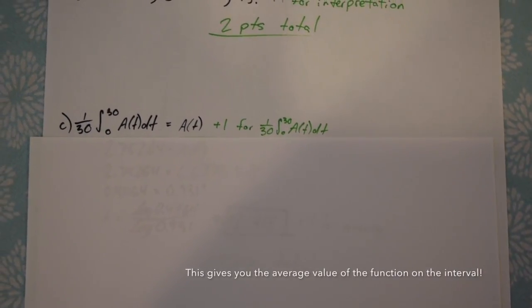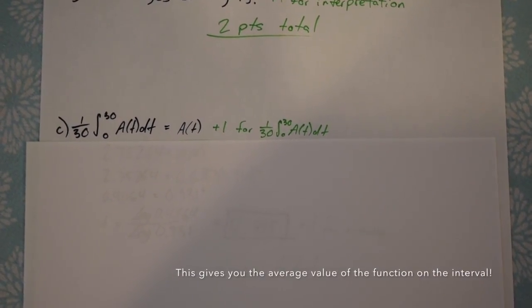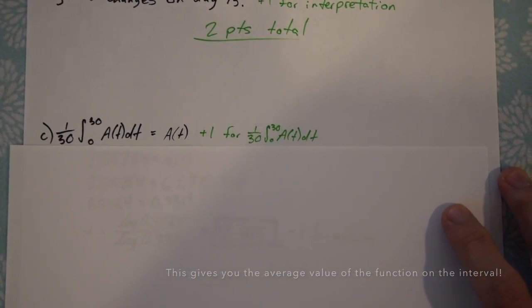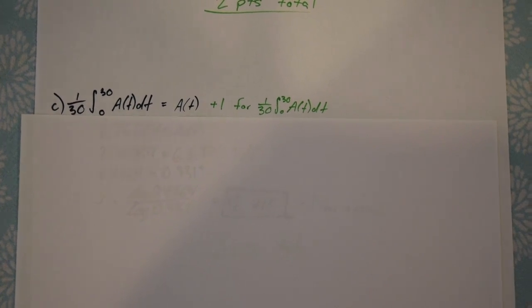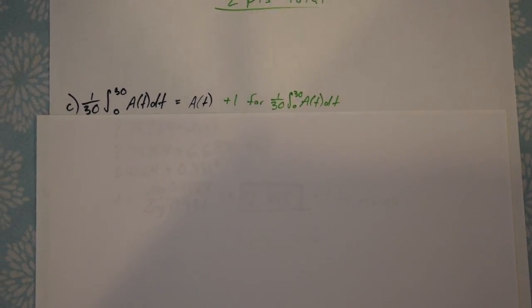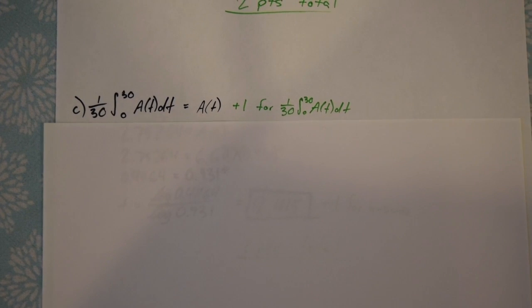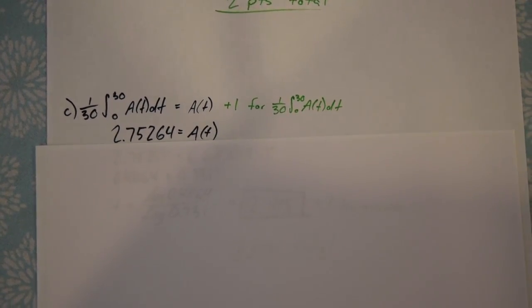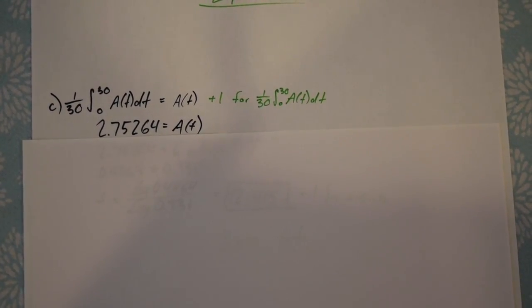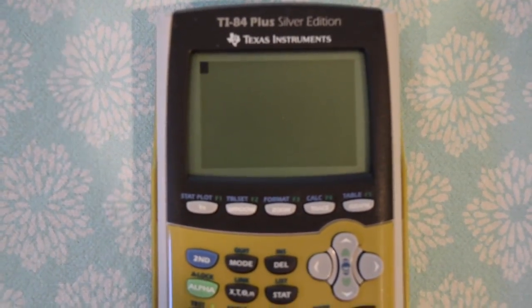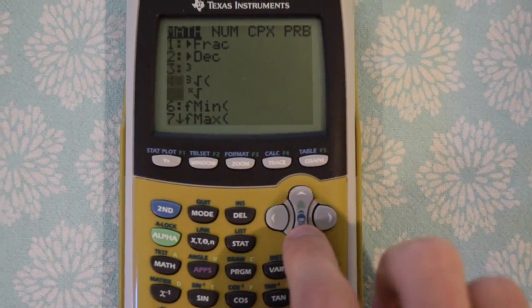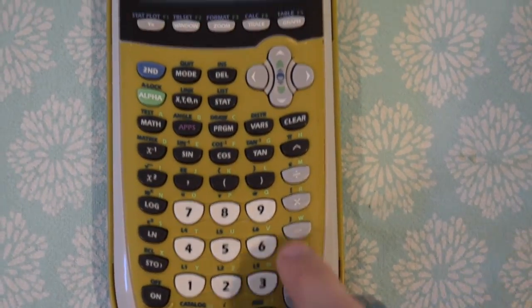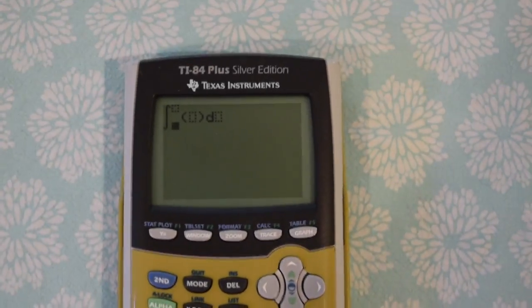So that's 1/30 times the integral from 0 to 30 of A of t dt, and that equals A of t. In this situation, we're trying to find t in the normal function where that would exist. So we solve the integral, and we get 2.75264 equals A of t. To solve for an integral on a TI-84, you'll go to the math button, press that, and then you can scroll down, you'll see that's number 9. You can either just press 9 or just press enter on 9, and then you fill it out that way.